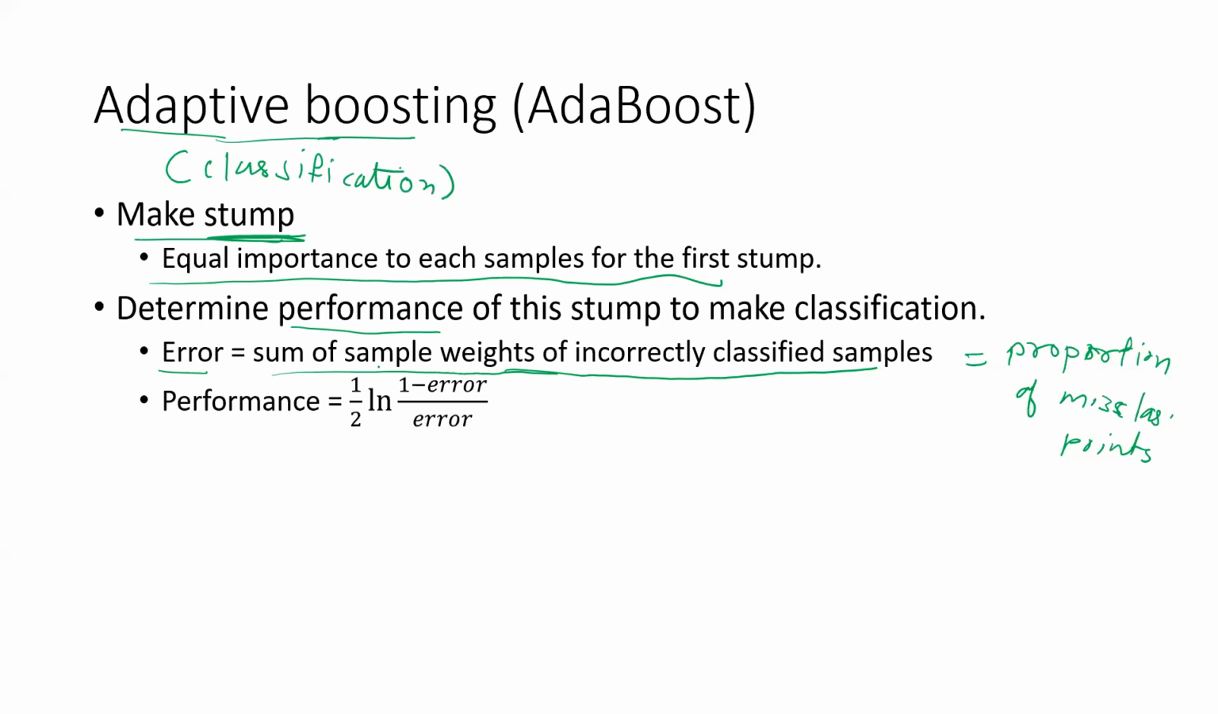What are these sample weights? For making the first stump, we give equal importance to each and every example. If there are n examples, we take the sample weight as 1 by n. It means we are giving equal importance to each example. The error will be the proportion of misclassified points, and the performance is called alpha. Alpha is defined as 1 by 2 log of (1 minus error) upon error. This is how you define the performance of a stump.